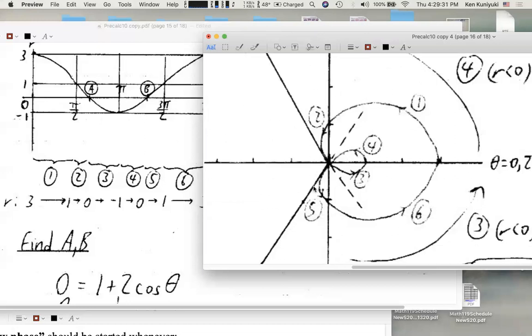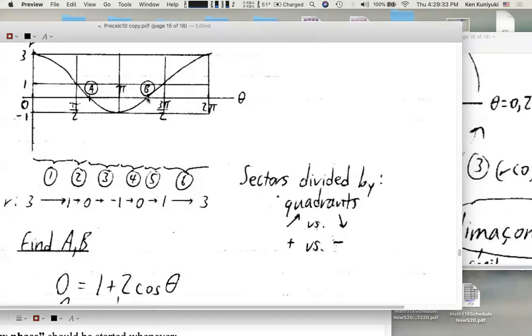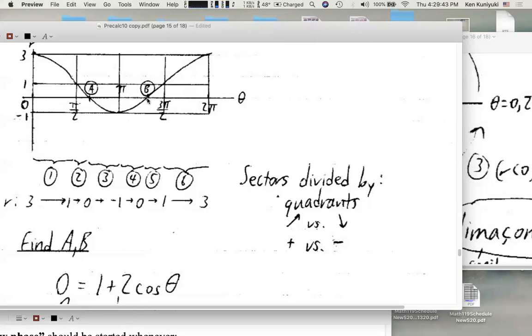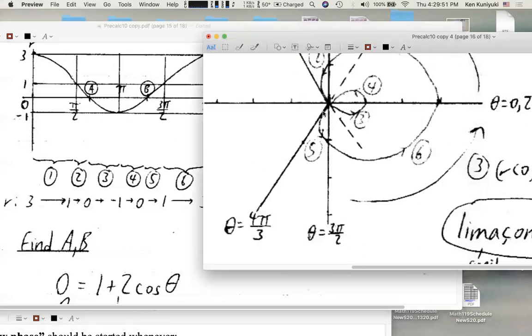B is 4 pi over 3, as it turns out. That's where R is 0. We hit the pole. So phase 4 ends when we hit the pole, when theta is 4 pi over 3. And then in phase 5, from 4 pi over 3 to 3 pi over 2, R increases from 0 to 1. We think we're in quadrant 3, and we are in quadrant 3. So we get this piece here with the arrowhead, phase 5.